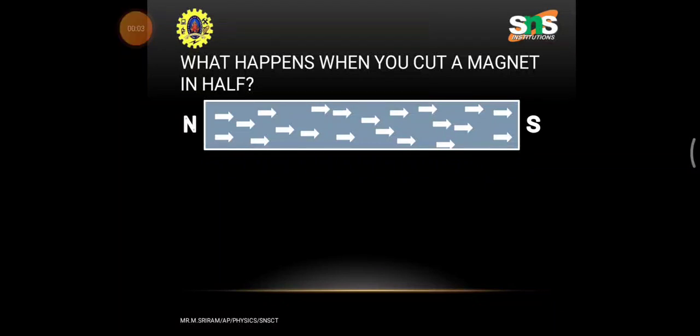So welcome. Now we discuss what happens when you cut a magnet in half. In this topic, we look at some origins of magnetic moments. For practical purposes, we assume that the magnetic moment arises due to the electron spin, ignoring the orbital magnetic moments and the nuclear magnetic moments, as their magnitudes are very small.